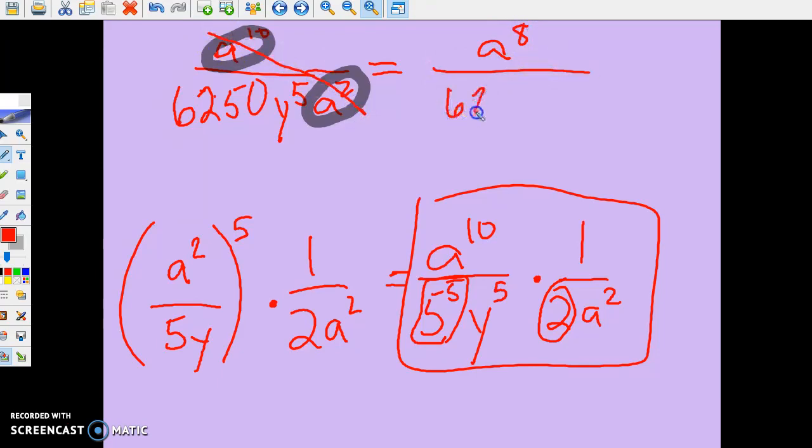So we have 6,250 y to the 5th. So my final answer is a to the 8th over 6,250 y to the 5th. All right, we're going to look at another example.